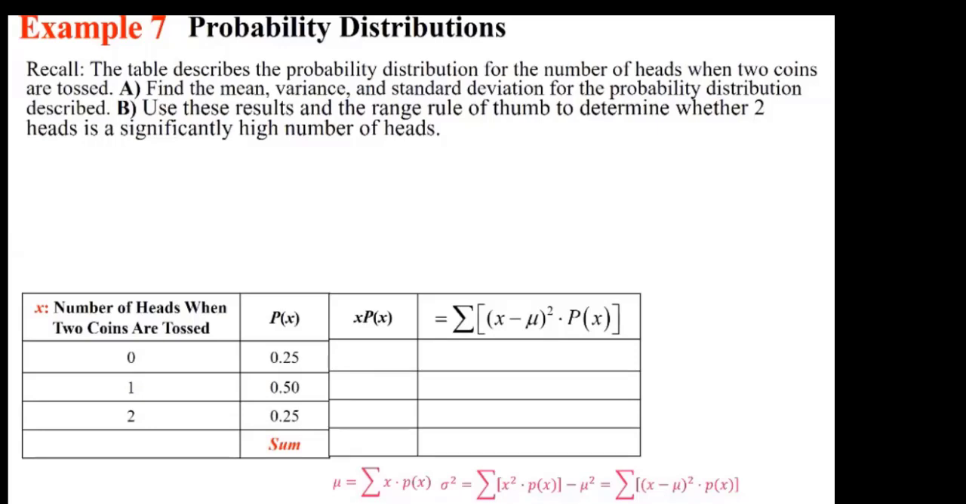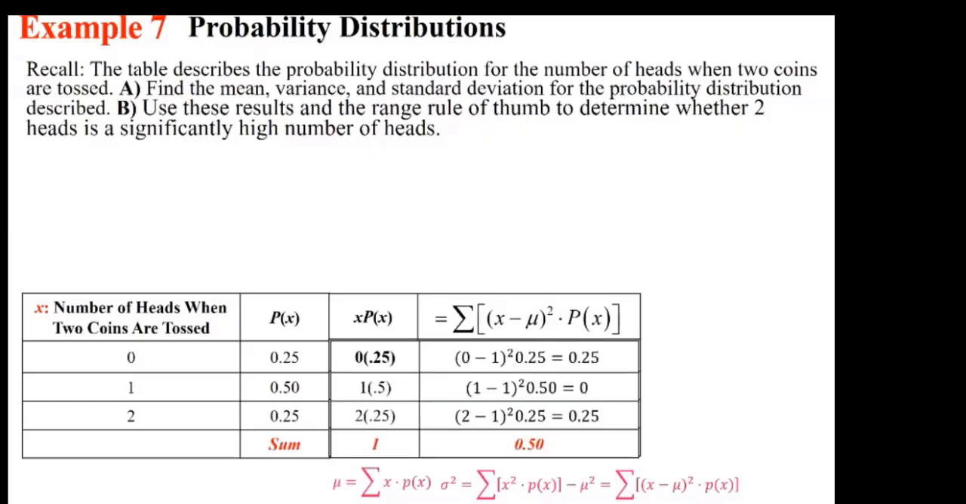So mu ends up being 1, and so the next column, x minus mu, so that means 0 minus 1, you're going to square that, becomes positive, times p of x, in the same column is 0.25, and that gives you 0.25. So you got to come up with this column and then add them up. The very last one that says the sum.